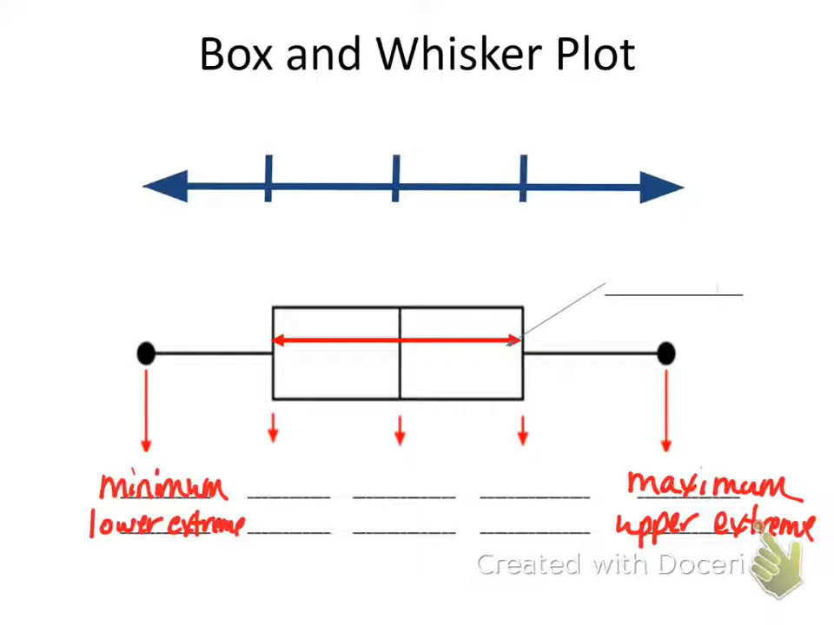Now, let's talk about the numbers inside of here. Each one of these, how many parts is this divided into? 4 parts, right? You see 4 parts? 1, 2, 3, 4. 4 parts. So each one of those is called a quartile. Quartile. So for the first one next to minimum, this is called the first quartile. First quartile.